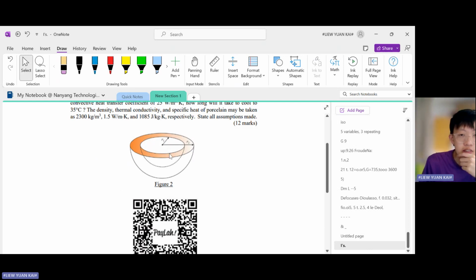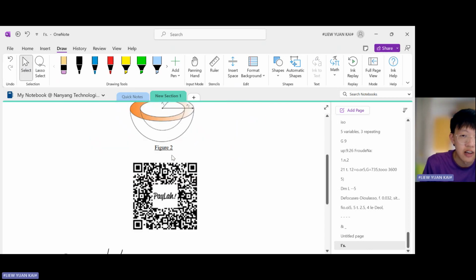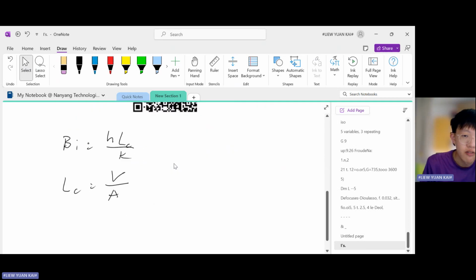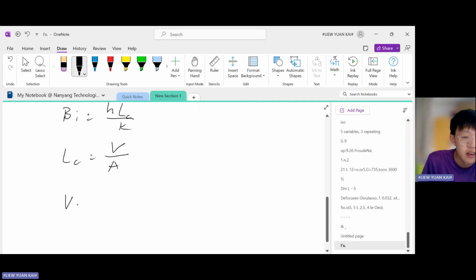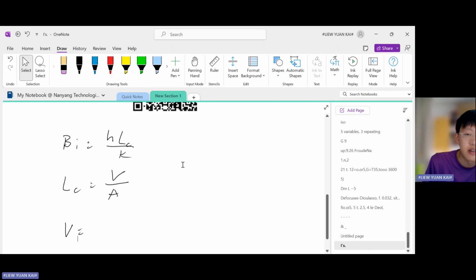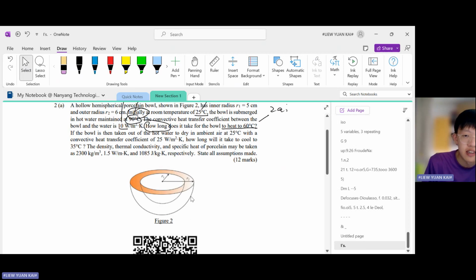So let's see how you do this. I understand that some of you might be troubled by geometry, so let's have a look at how we can go about doing this. First, let's find the volume. We're given a hemispherical bowl, given here in this figure. How would we calculate the volume of this bowl?